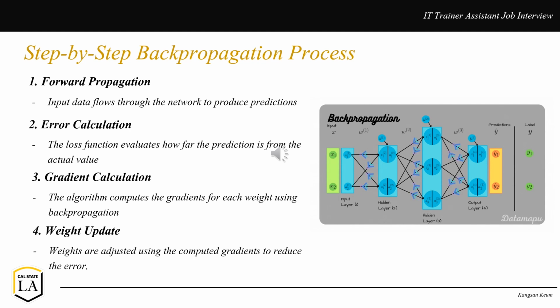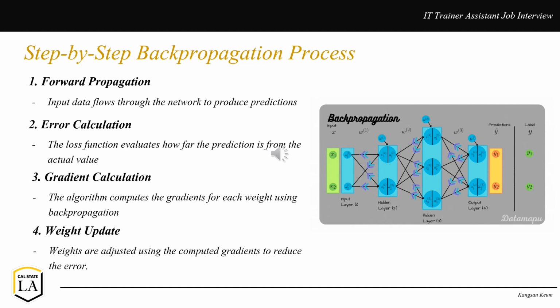Second part is error calculation. The prediction is compared to the actual value, and the error is calculated using the cost function. This tells us how far off the network's prediction is. Third part is gradient calculation. The backpropagation algorithm computes how much each weight contributed to the error. This is done using derivatives and the chain rule.